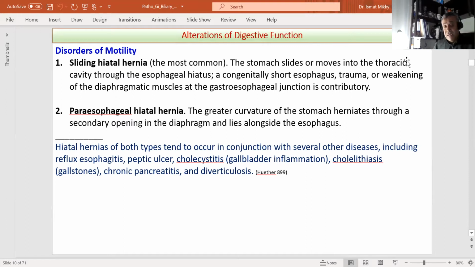And the major complication of this type of hernia, the paraesophageal hiatal hernia, is the strangulation of the hernia. That's the major complication. And when we say strangulation of the hernia, it is like twisting, and that twisting is going to result in severe ischemic changes, which means ischemia, decrease in blood supply, blood flow, and that will result in necrosis.